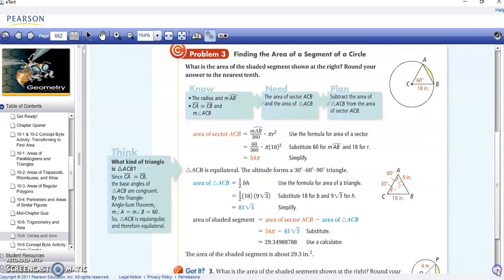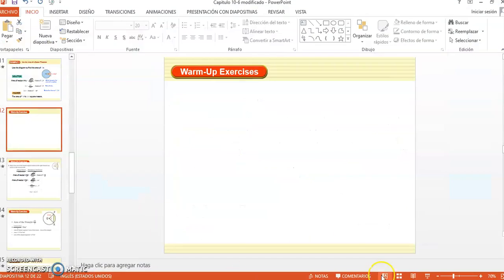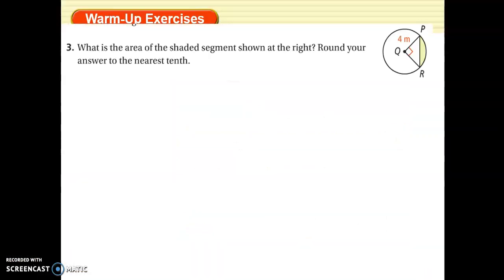Now, let's solve exercise number 3 that is here. Here we have it in the book. The radius is 4, and the angle here is 90. Now, here we have the exercise. We are looking for the shaded segment, that is this part. Only this part we are looking for.